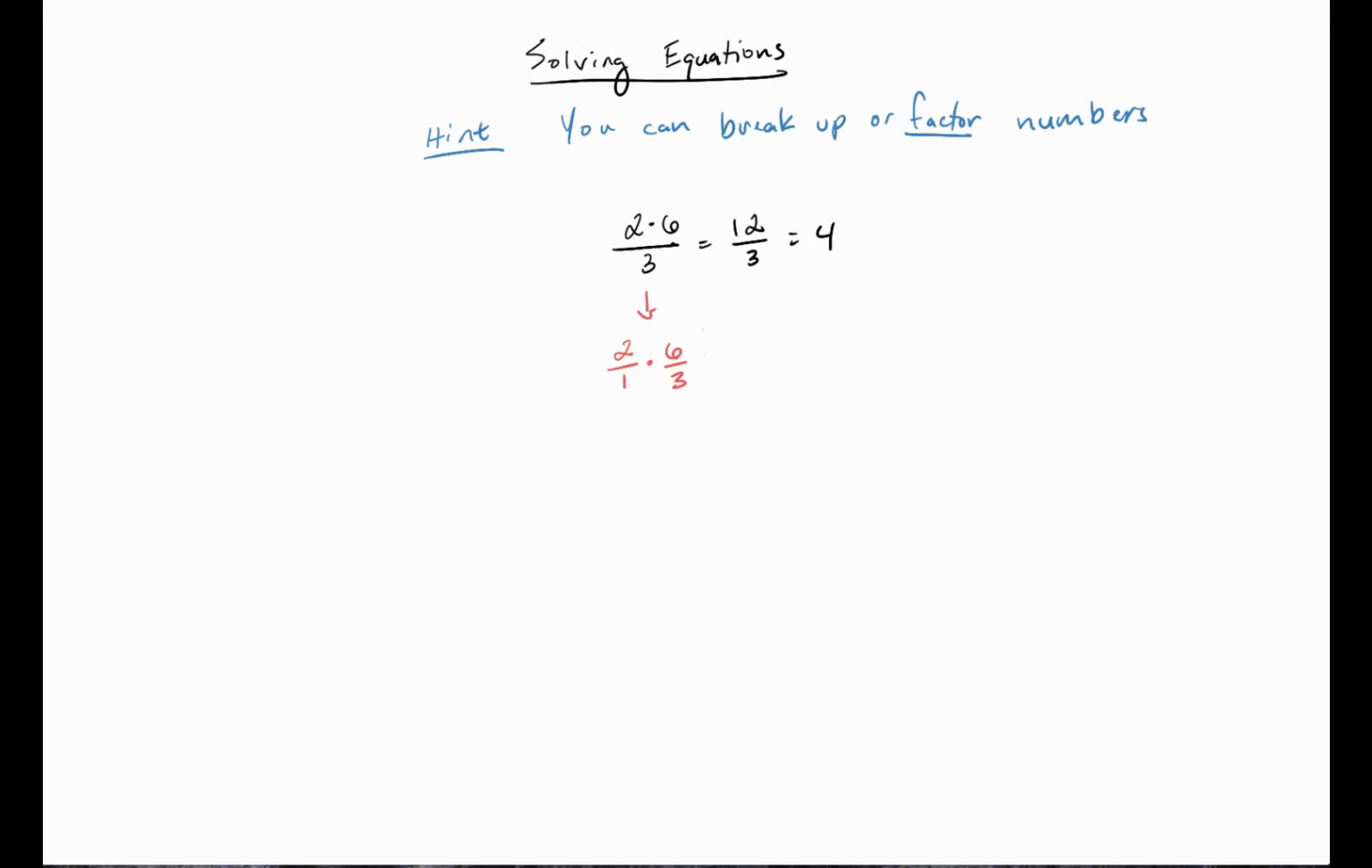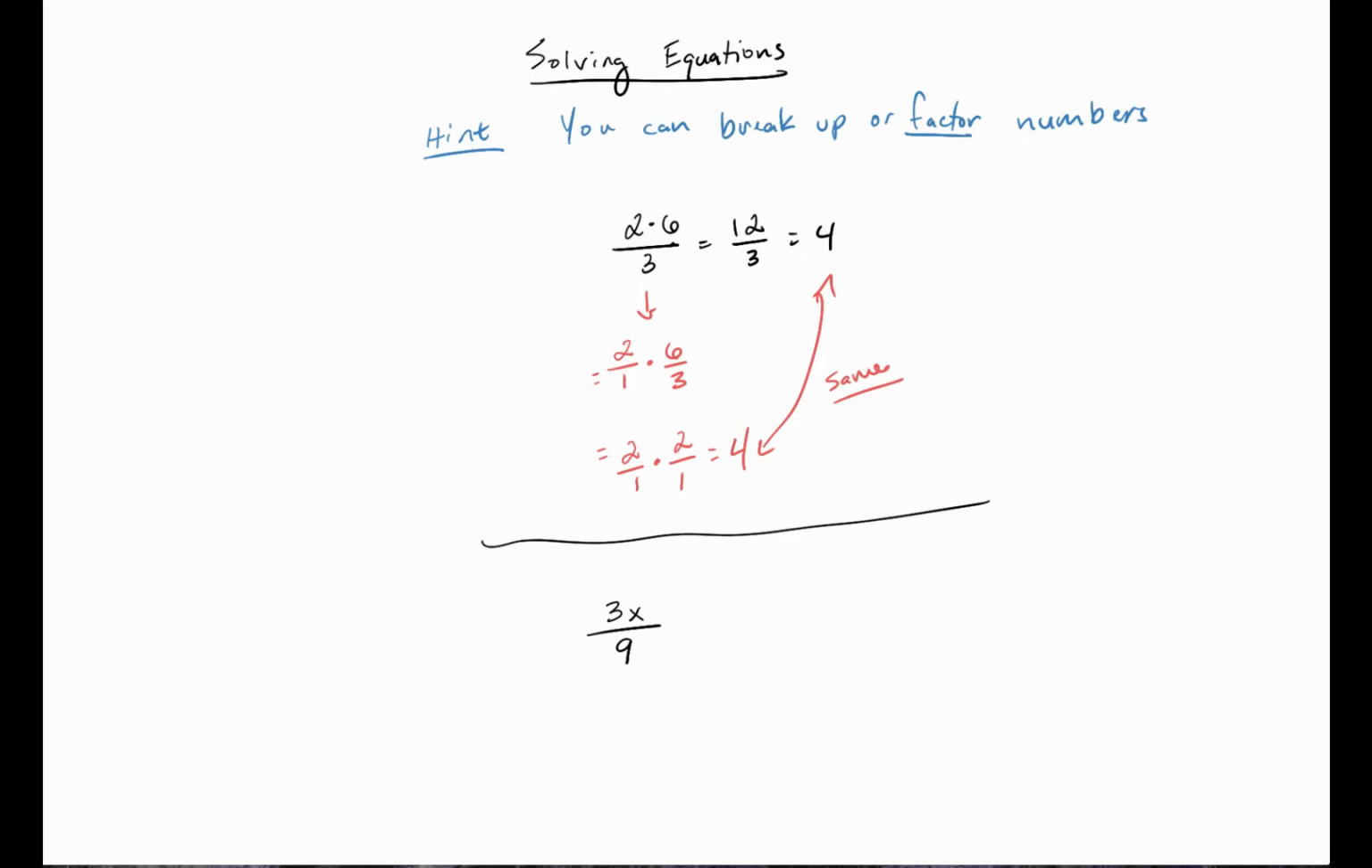However, I can also break this up into 2 over 1 times 6 over 3. If you multiply those across, you'll get your original statement. The nice thing about that, though, is that if you look back, that 6 divided by 3 is equal to 2. So I can break it up in a way that allows me to do some simpler math. So let's look at another example.